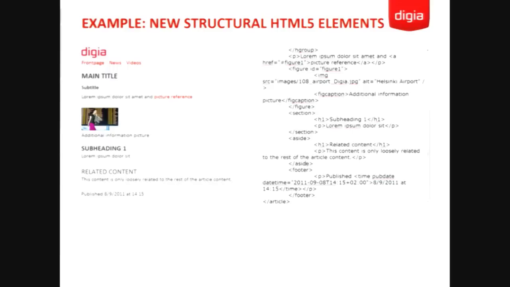Aside is similar to section. Aside is even more loosely connected to the article. In section, you may use the section in the way that you put big articles in multiple sections. So aside is related very loosely to the core context, and the section is still related, but it just wants to create a little bit of structuring for your big article.